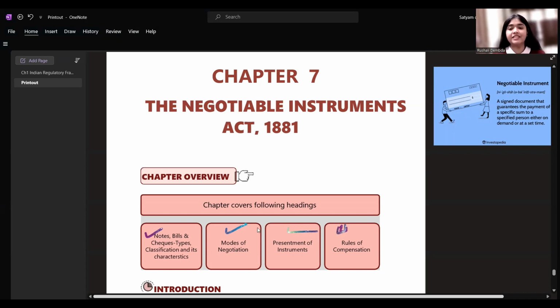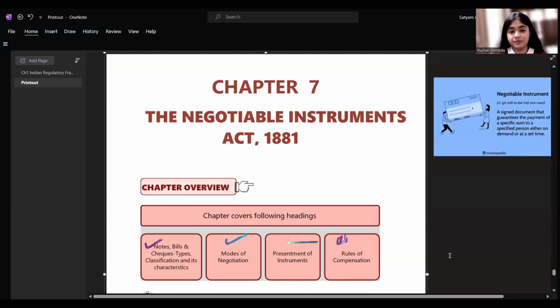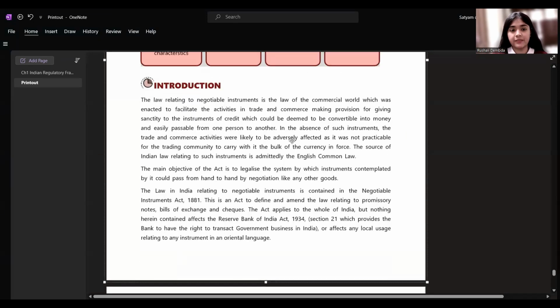Okay, let's start with the introduction of the chapter. Let's see what they have given.